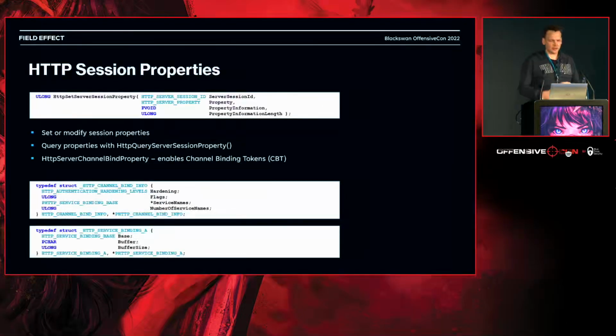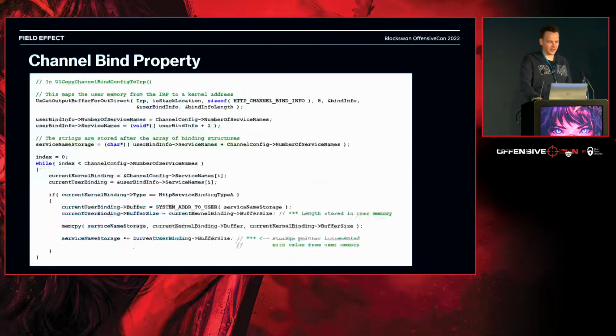So I was looking at the user mode API for this, and I mentioned already there are groupings for common properties. You have the ability to set properties on your session. One of the interesting properties here was channel binding tokens, which is a security extension to SSL. There's a structure there. You can see there's an array of service names, which are the names of the binding tokens, and then a structure that defines the binding tokens. And this is the function to read them out of the kernel.